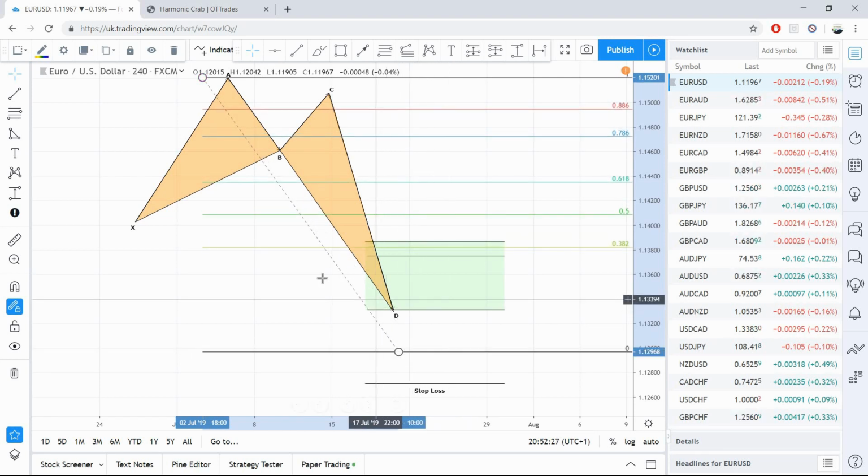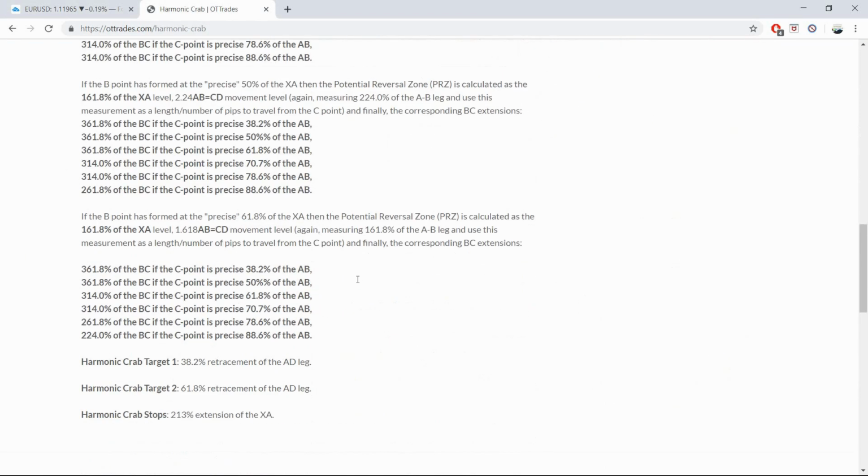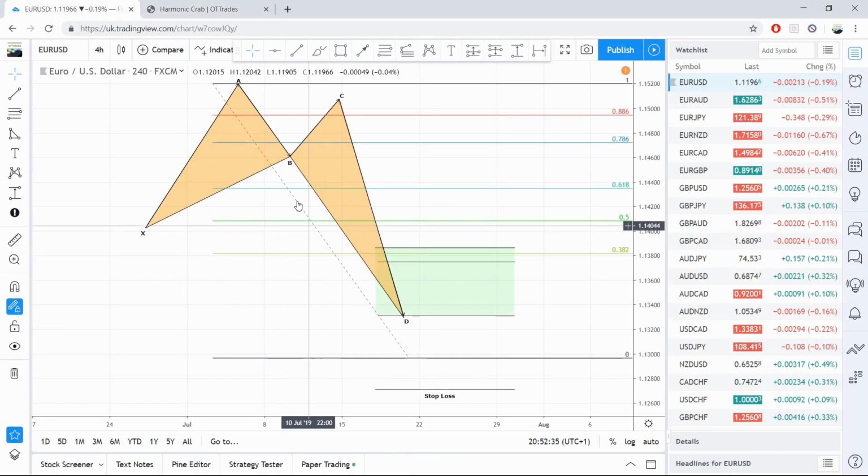So yeah, that's the harmonic crab pattern. Any questions, leave me a message on my website here. Send me a message if you've got any questions on that.